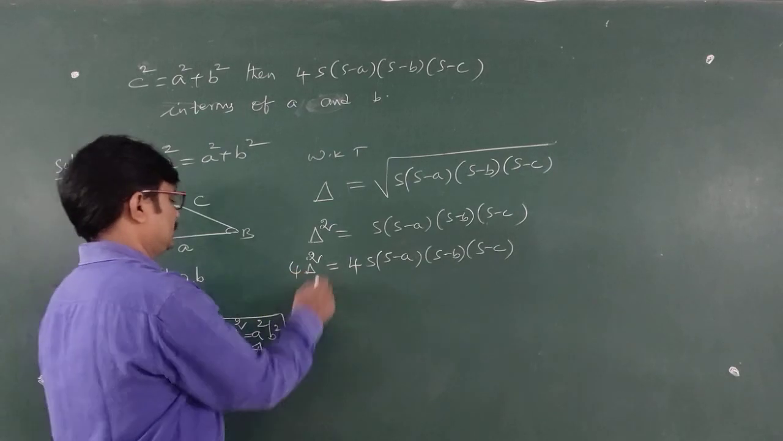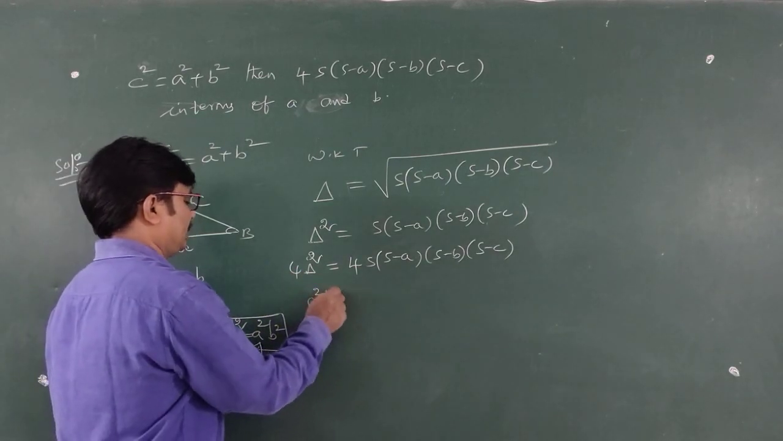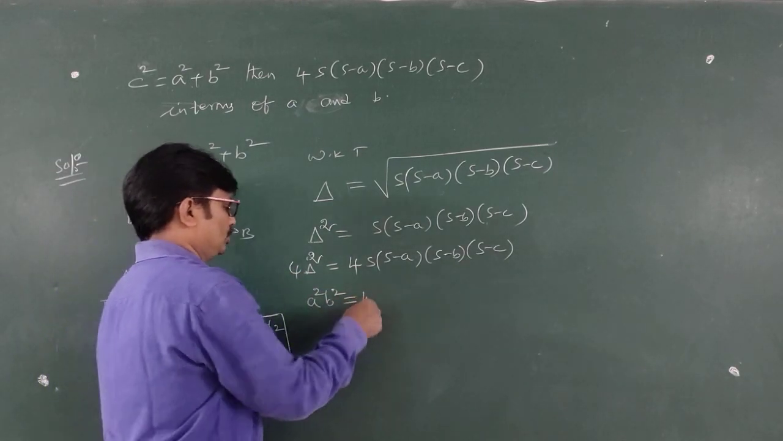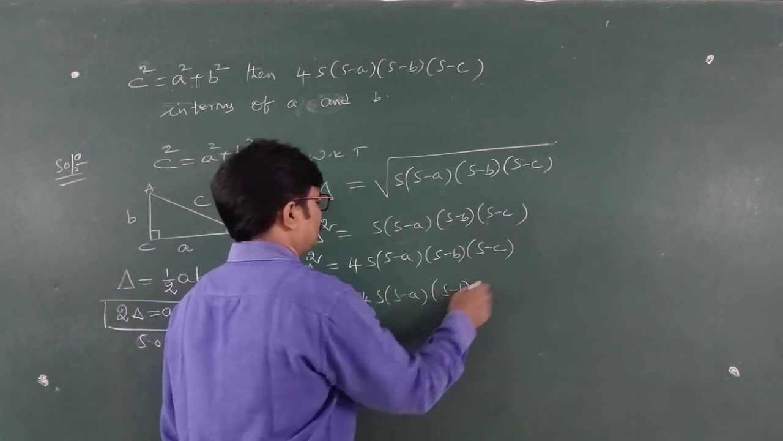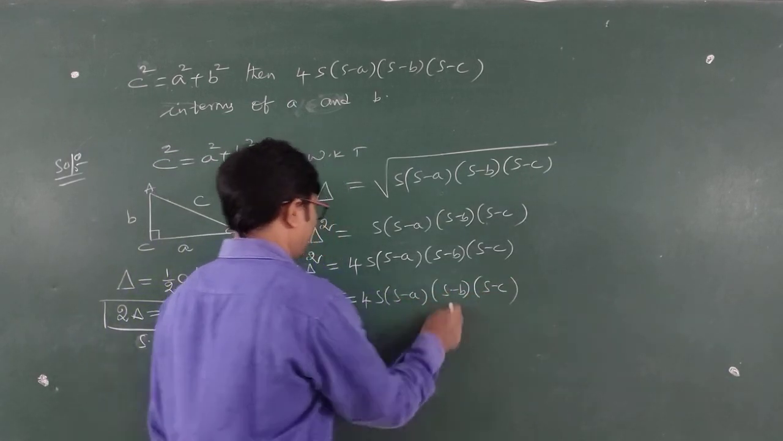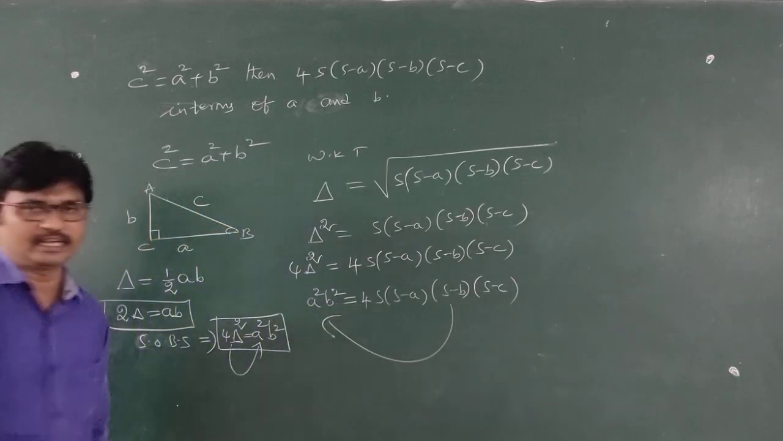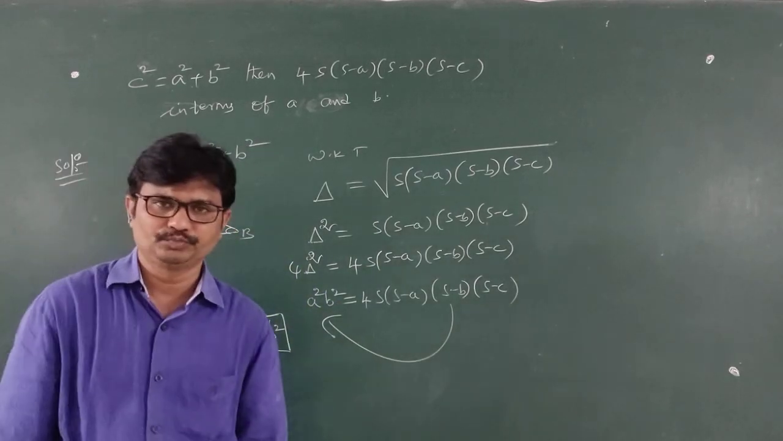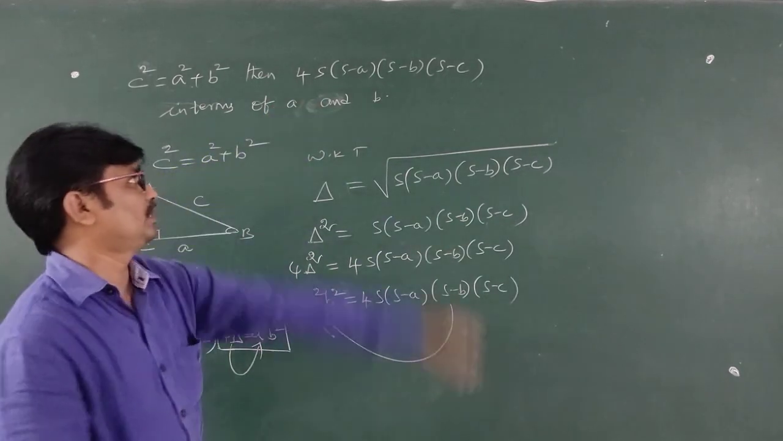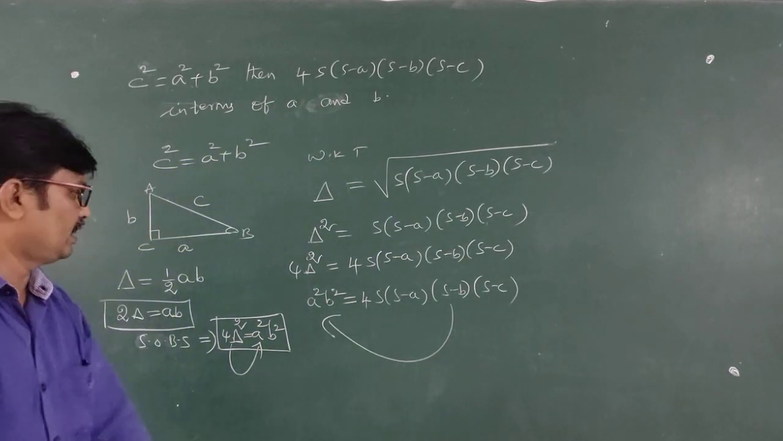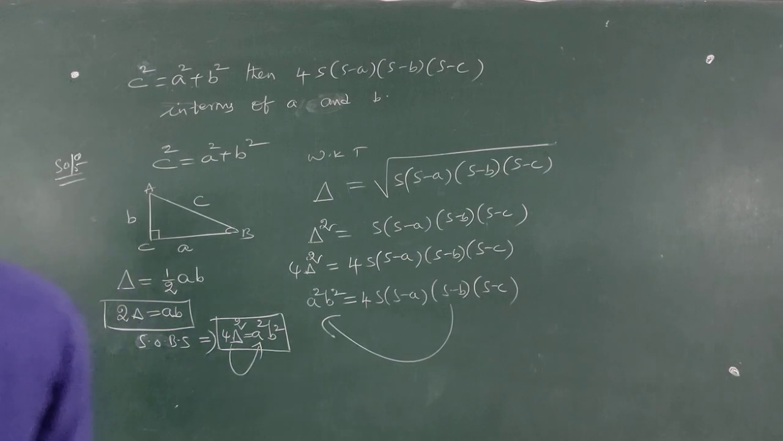Now students, a square b square equal to 4 into s minus a into s minus b into s minus c. This is in terms of a and b. Okay students, write down 4 into s minus a into s minus b into s minus c. That is the value of a square b square.